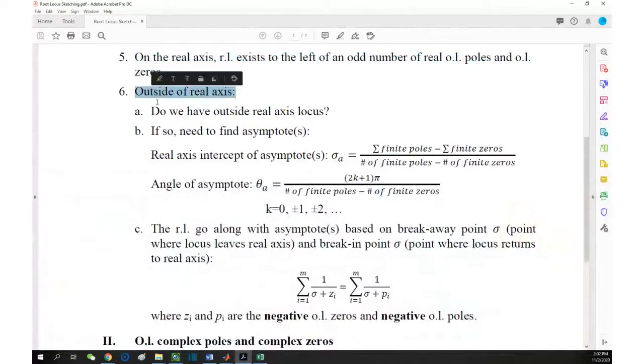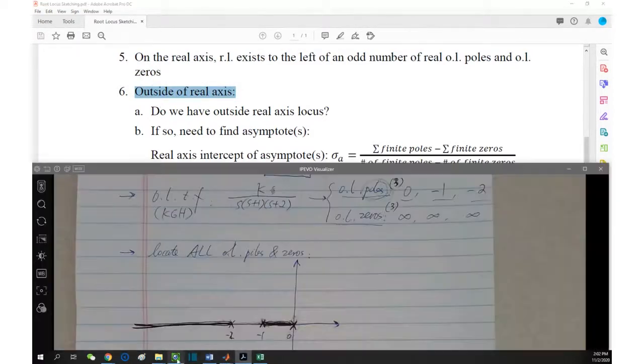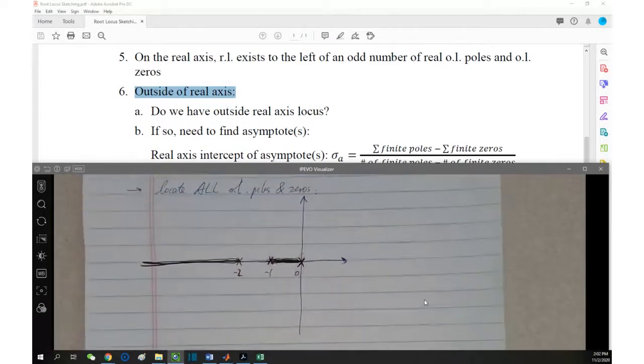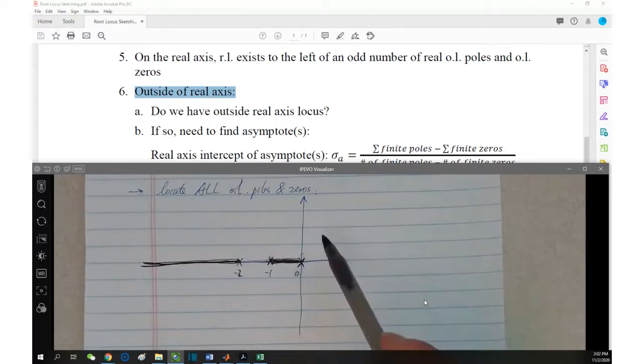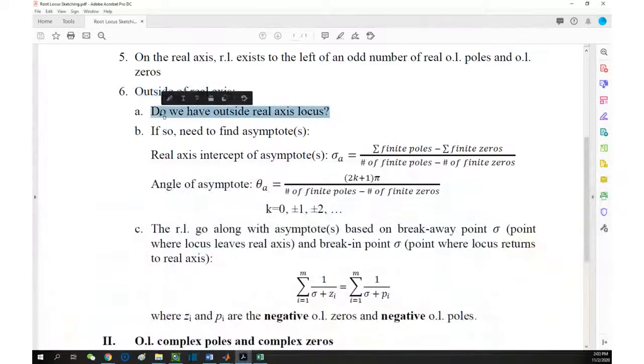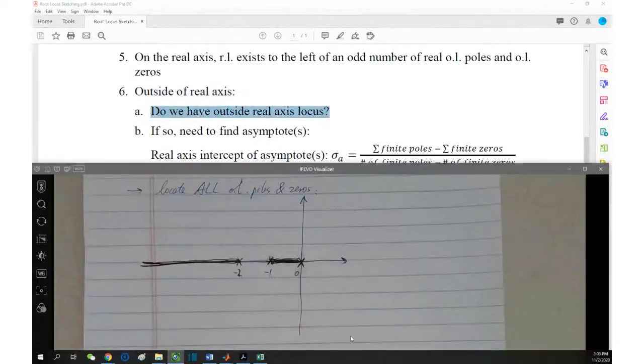We start to take care of the outside of the real axis. What does it mean by outside the real axis? It means this, right? Now we have root locus along the real axis. Do we have anything here? Here, right? So first of all, you need to judge: do we have any outside the real axis? You need to answer this question. How to answer this question? Or just for this particular example 4, do we have outside real axis root locus, and why?